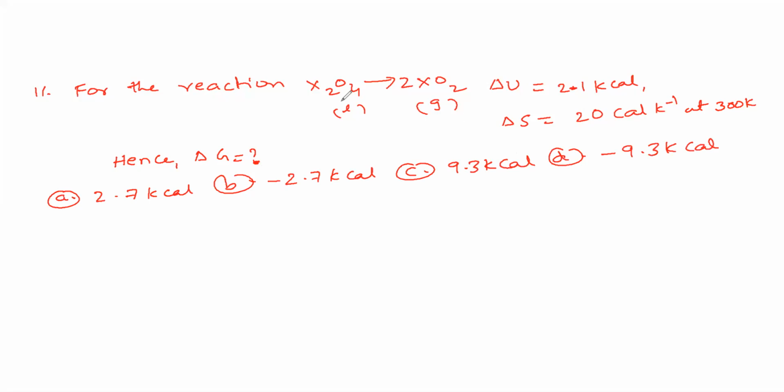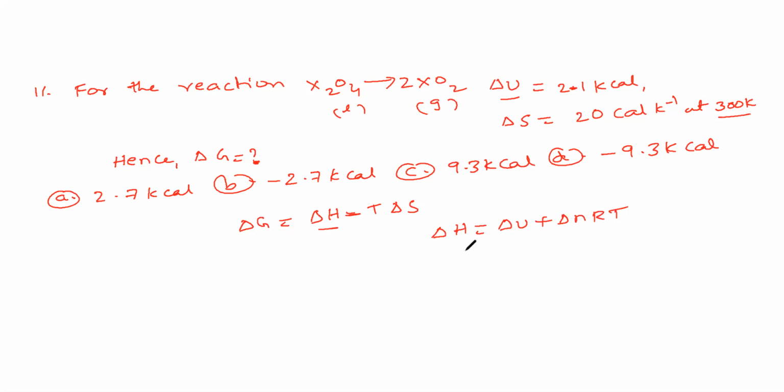So this is a reaction in which liquid changes to gas, 2 moles. Since temperature is not mentioned, we can take delta U itself as delta H. So delta G is equal to delta H minus T delta S. Since temperature at 300 kelvins is given, we first have to find delta H. Delta H can be found by using the formula delta U plus delta nRT.